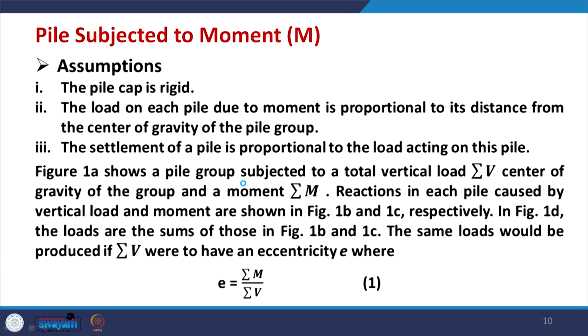So, what are the assumptions? First assumption is that the pile cap is assumed as rigid. The load on each pile due to moment is proportional to its distance from the center of gravity of the pile group. The settlement of a pile is proportional to the load acting on this pile.